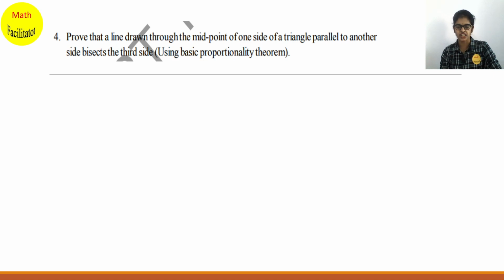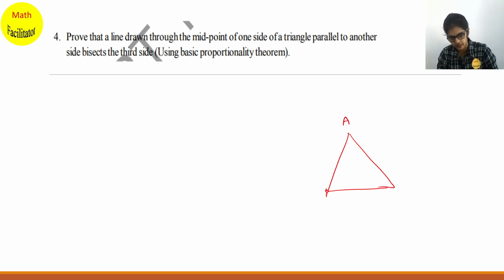In this class, we shall discuss exercise 8.1 question number 4. Prove that a line drawn through the midpoint of one side of a triangle parallel to another side bisects the third side. So what are you doing? You are drawing a line. Suppose this is the triangle ABC. You are drawing a line parallel to one side of a triangle. So I'm just drawing a line parallel.